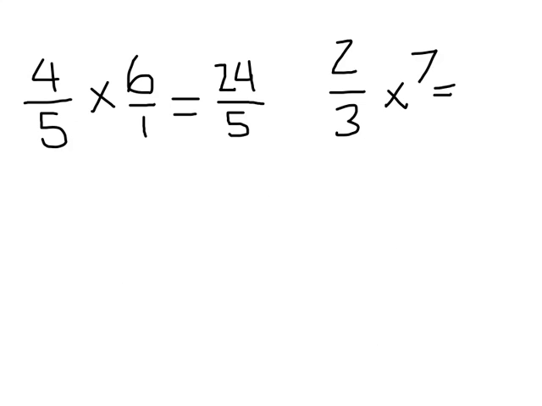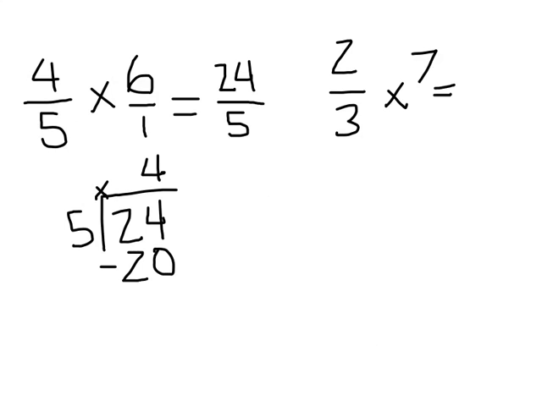Now I need to change that into a mixed number through division. 24 divided by 5. How many times does 5 go into 24? 5 goes into 24 4 times without going over. What's 4 times 5? It's 20. When I subtract, there are 4 left over. How do I write that result as a mixed number? It's 4 and 4/5.